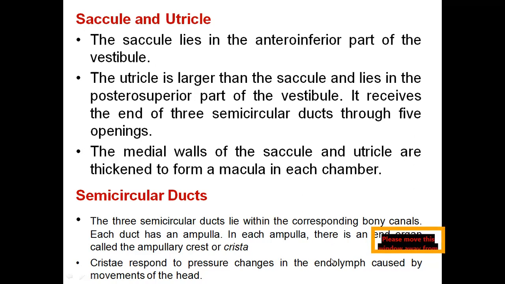The semicircular ducts. Three semicircular ducts lie within corresponding bony canals. Each duct has an ampulla. In each ampulla, there is an end organ called the ampullary crest or crista. The cristae respond to pressure changes in the endolymph caused by movements of the head.